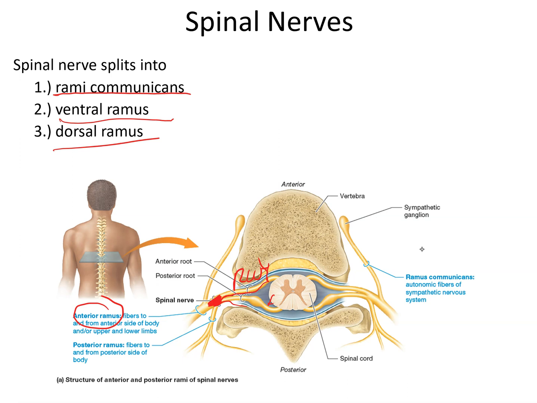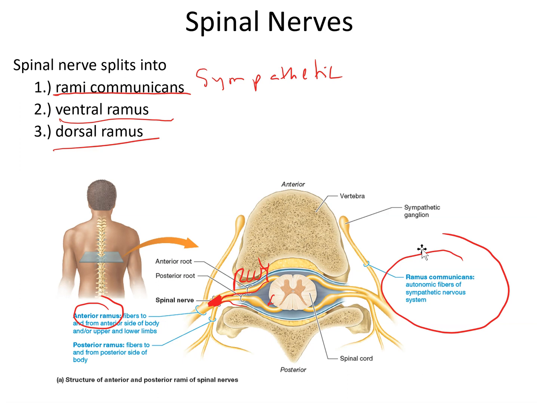Now, we'll talk a lot more about the rami communicans in more detail in chapter 14, but the rami communicans is a really important method that your sympathetic nervous system uses to send information out to its effectors. And so, if information is trying to go out from your sympathetic, it needs to travel through nerves, so it just uses your spinal nerves, but this is the way that's able to communicate.